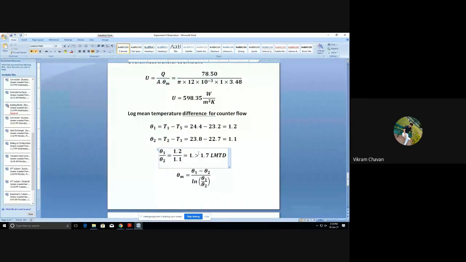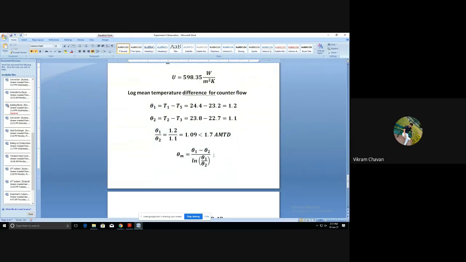It is 1.09, which is less than 1.7. So we have to go for AMTD, that is nothing but arithmetic mean temperature difference. In that case, we should not use this particular equation. We have to go for the average of theta 1 and theta 2, theta 1 plus theta 2 divided by 2.